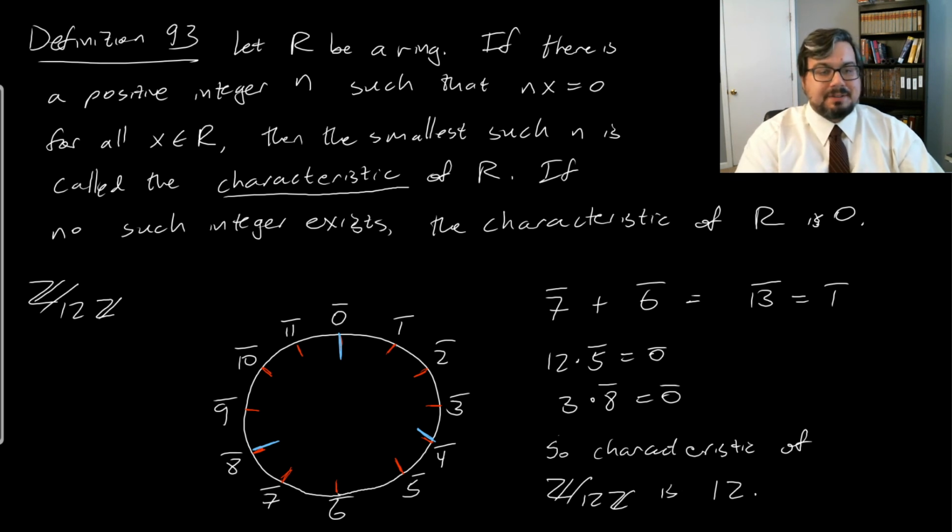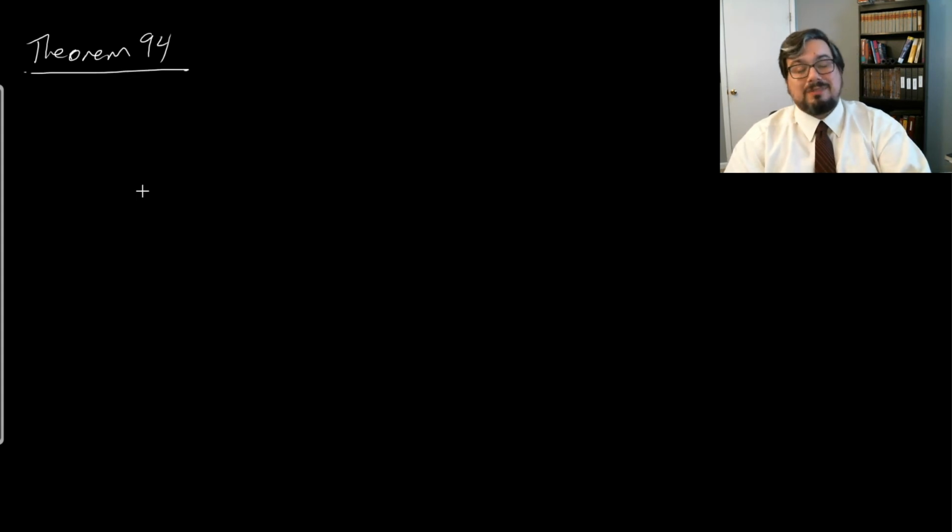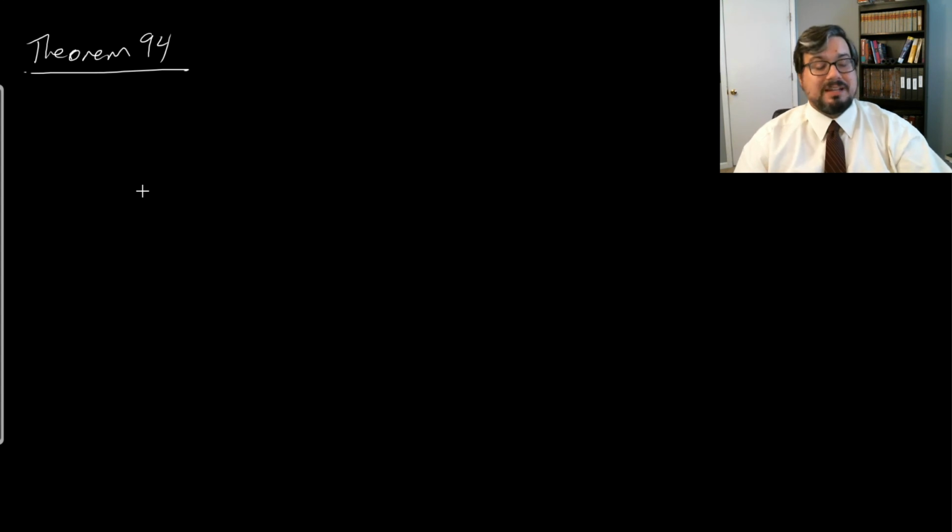So we can see some more examples. Actually, sorry, rather than moving to the examples, let me move to the theorem that lets us calculate the characteristic of a ring easily when that ring has identity, which most of the rings that we examine will have.